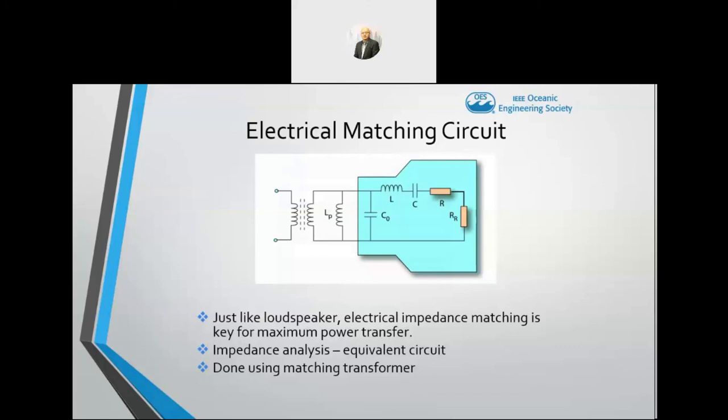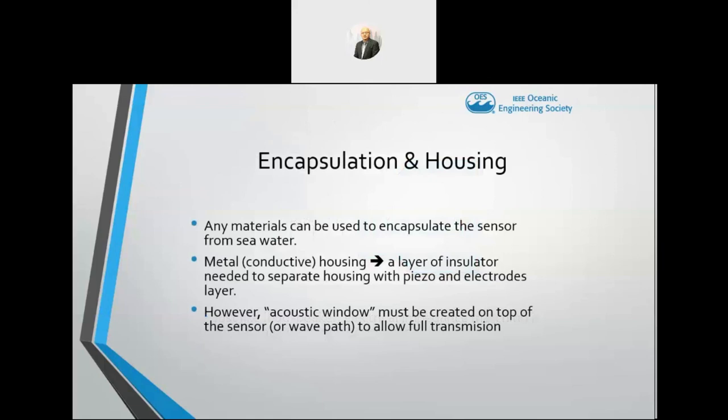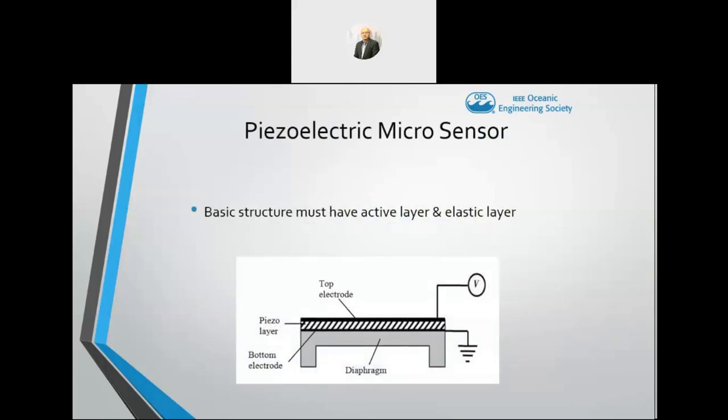You can customize the operating frequencies by manipulating the thickness of the matching layer, of the backing layer, as well as the housing. And of course, every sensor requires an electrical matching circuit. This is fairly simple and easy. We just run your sensor using an impedance analyzer, and find the best matching circuit for your single element sensor, and put that matching circuit in to match with whatever mechanical part you have developed.